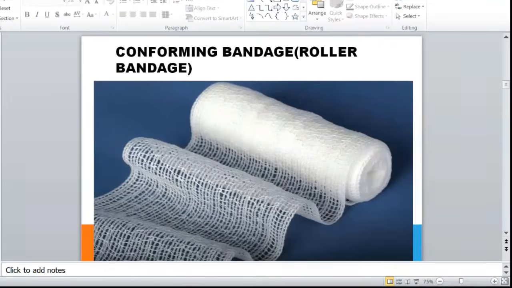Okay. So look at this conforming bandage. When we say conforming bandage, it's usually very lightweight. It's a lightweight roller bandage, made of soft material. So if you use this kind of bandage on the body part, it easily fits into body contours. That's why we call it conforming bandage. So we can use it to hold dressing on irregular body parts.